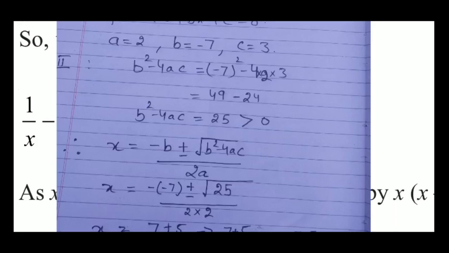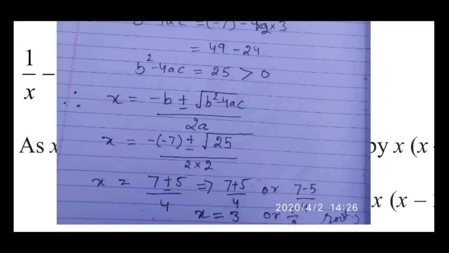Now we will use the quadratic formula to find the roots of a quadratic equation, and we know that the formula is x equals minus b plus minus square root of b square minus 4ac, divided by 2a. In the next step, you will substitute the values of a, b and c in the quadratic formula, and you will get x equals minus into minus 7 plus minus square root of 25 upon 2 into 2.